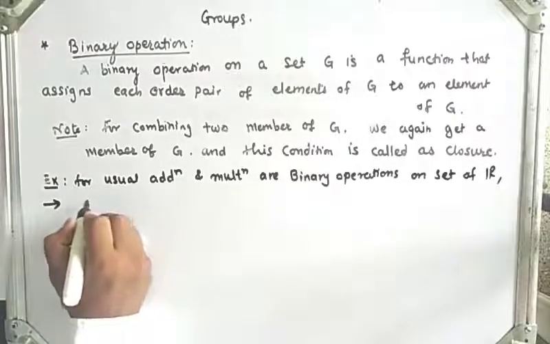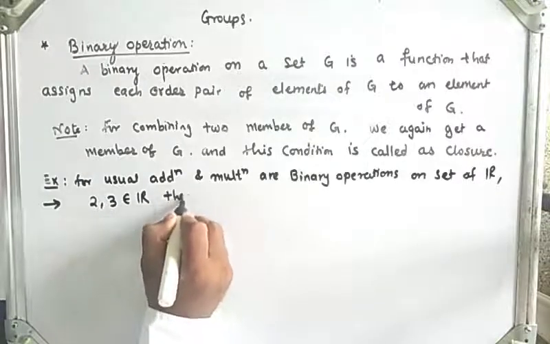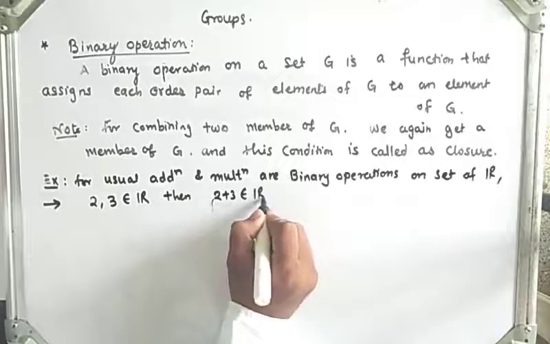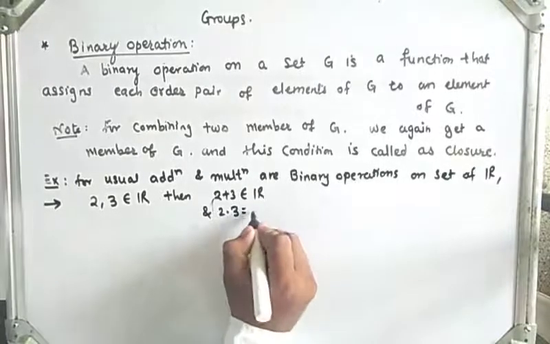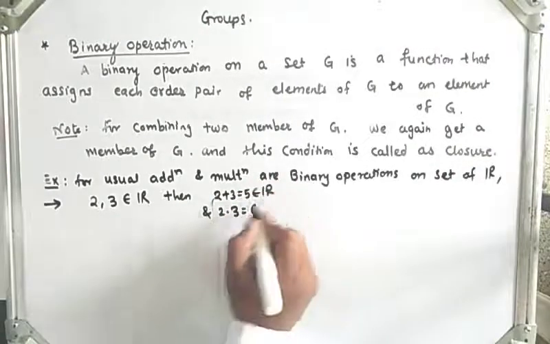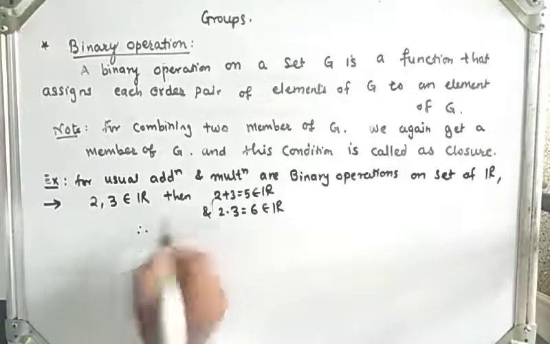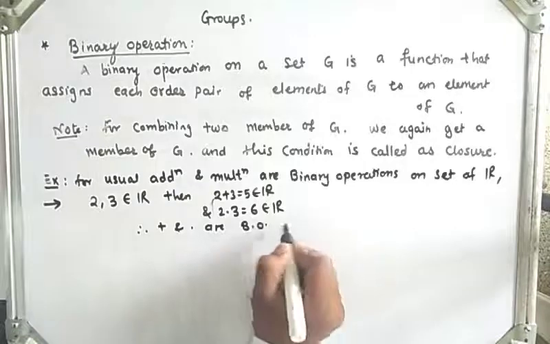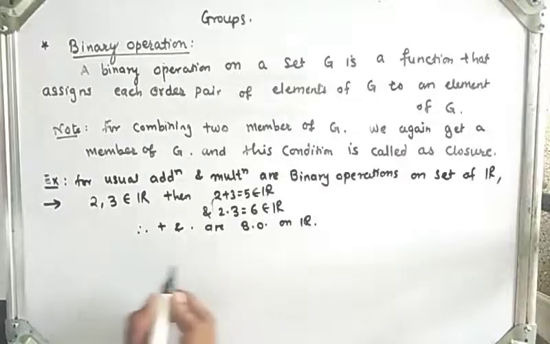For example, suppose I take 2 and 3, which belong to R. Then their addition, 2 plus 3, which is 5, also belongs to R, and 2 into 3, multiplication, which is 6, again belongs to R. Therefore we say addition and multiplication are binary operations on real numbers R. Also, we will see other number sets.